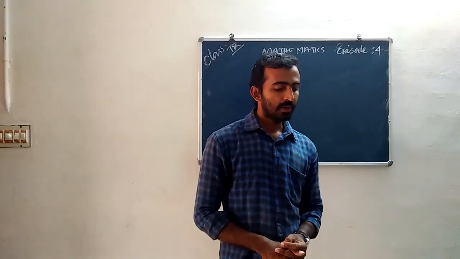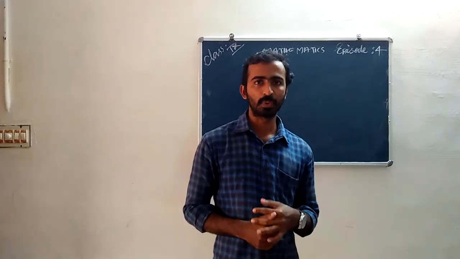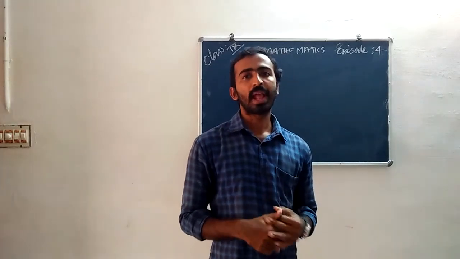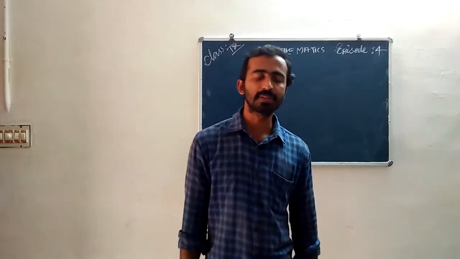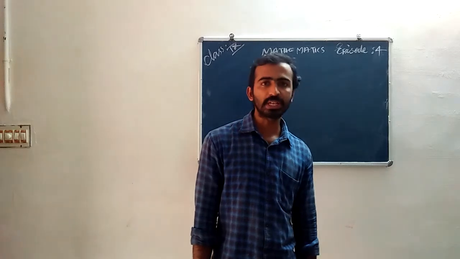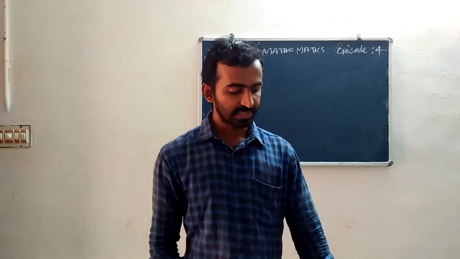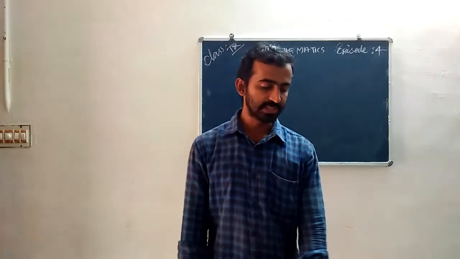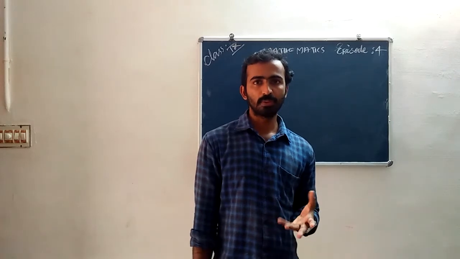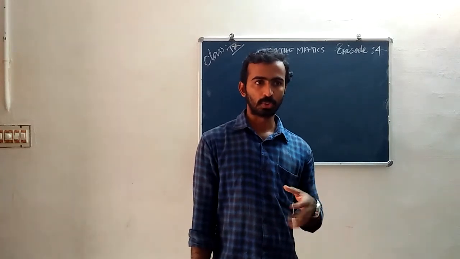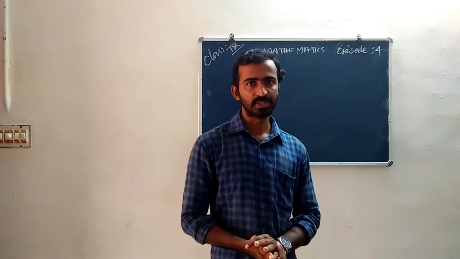Okay. Today we are discussing example 9. What did we study in the previous class? We studied irrational numbers. What are irrational numbers? Examples are root 5, root 3, root 2, root 7, etc. These are the irrational numbers.